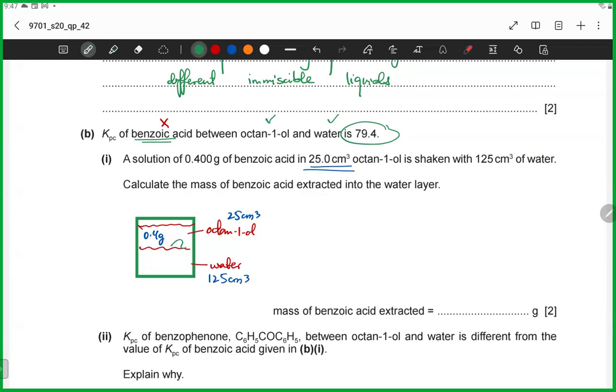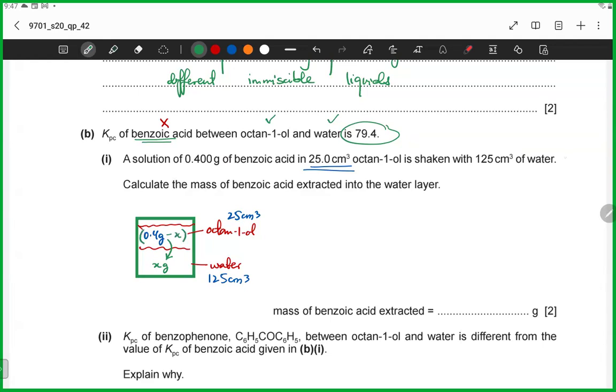So what will happen is that some of the benzoic acid will travel and cross the partition and it will mix with the water. What is the amount that's going to go into the water? We don't know. So I'm going to call it X grams. So what is the amount of benzoic acid that's going to be left in the upper layer? That's going to be 0.4 minus X.